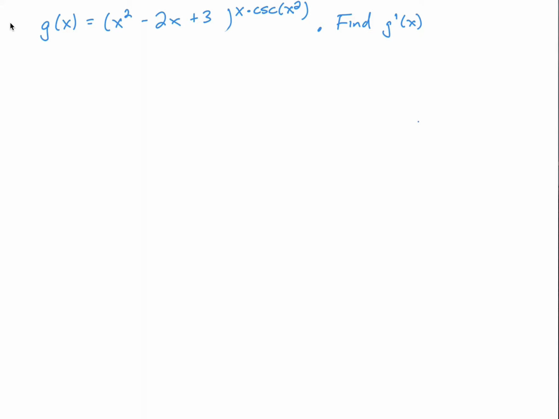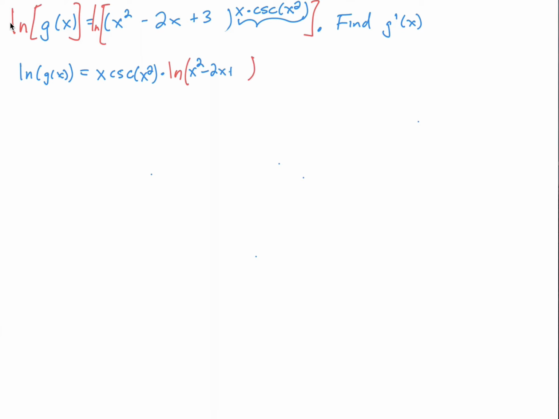Okay, so what's the first step? Ln of both sides, good. All right, so here we go. Then after that, we have ln of g of x. And then what does that allow us to do? That allows us to take the exponent and move it down. So we're going to have x cosecant of x squared times what? Ln of all that stuff in there, right? So ln of x squared minus 2x plus 3. Okay, so that's the first step, logarithmic differentiation. What's the second step?